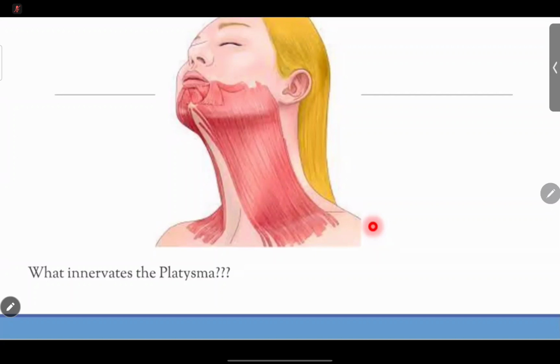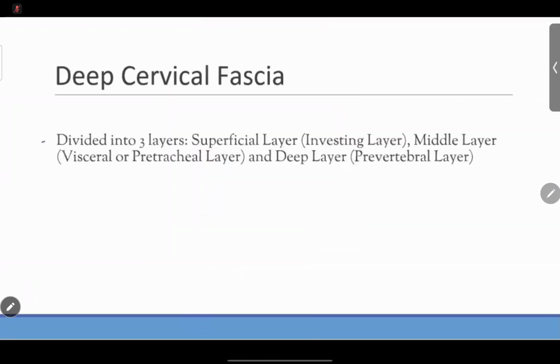Your facial nerve innervates your platysma. What branch? Cervical. Very good. Your cervical branch of your facial nerve. Good. Next, your deep cervical fascia.